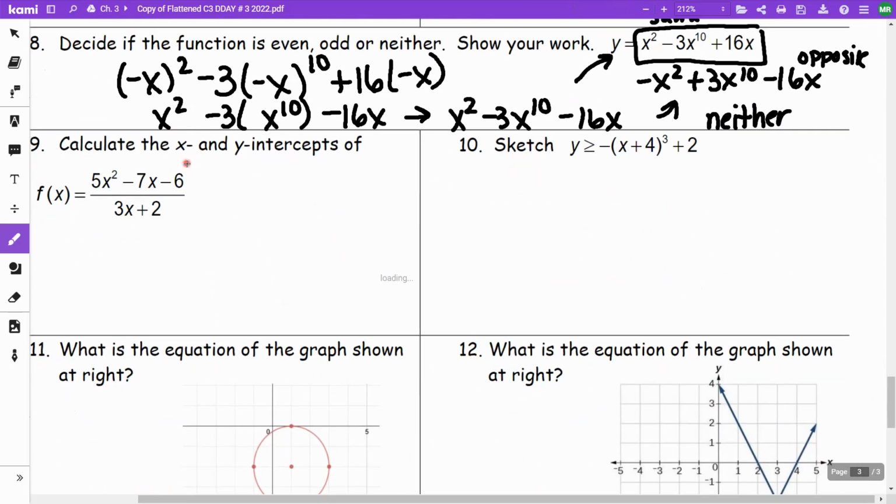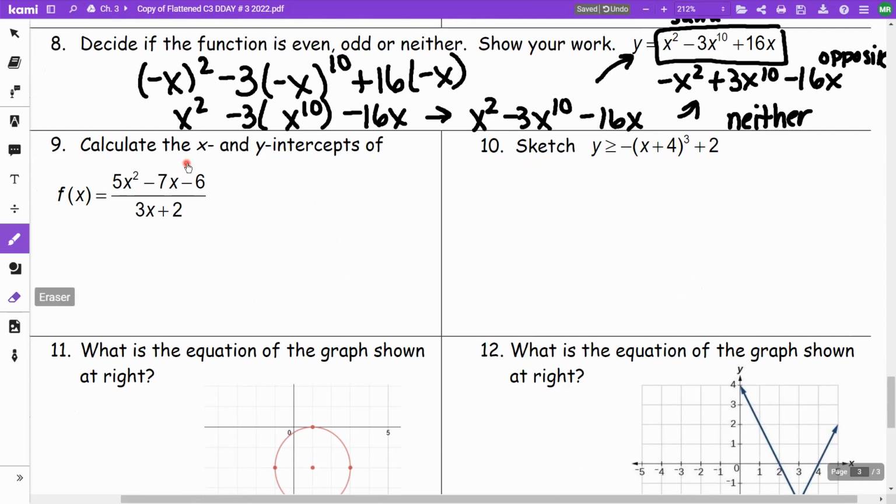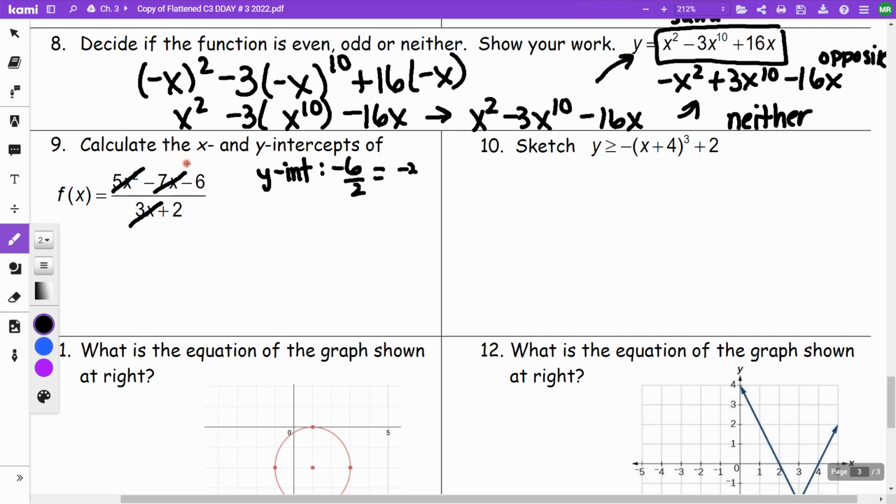X and y intercepts. So the y-intercept, what I'm basically going to do is put 0 in for my x's, so that's going to be gone, that's going to be gone, that's going to be gone. And so my y-intercept is going to be -6/2 or -3. Now, when I'm trying to find my x-intercepts, I want this to be equal to 0, which basically means I want my 5x squared minus 7x minus 6 to be 0. So I am going to factor.